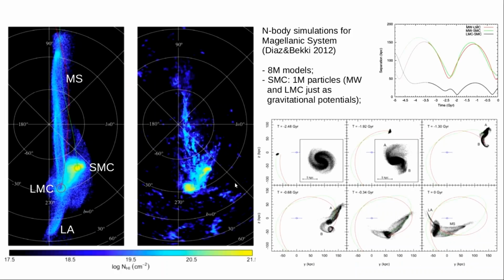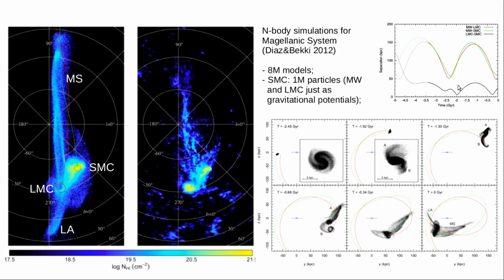The N-body simulation from Diaz and Bekki 2012 is presented in the leftmost panel. Here is the simulation. Here is the real distribution of gas in the Magellanic Stream. The Magellanic Stream presents 2 filaments here, and we can see in the simulation both filaments also presented. And other significant structures, like this triangular shape in the simulation, are roughly presented in the real data.